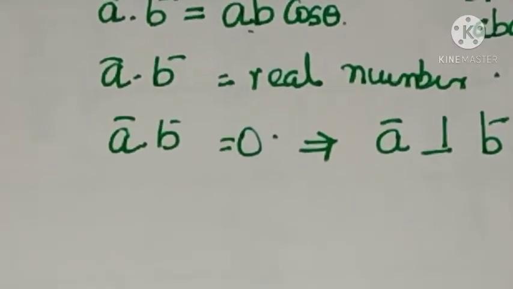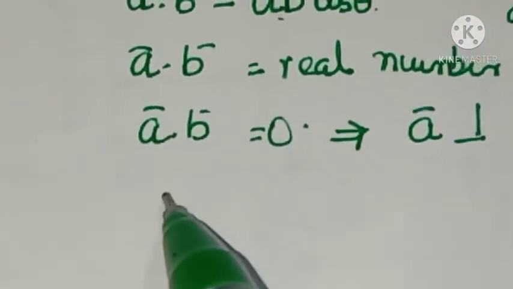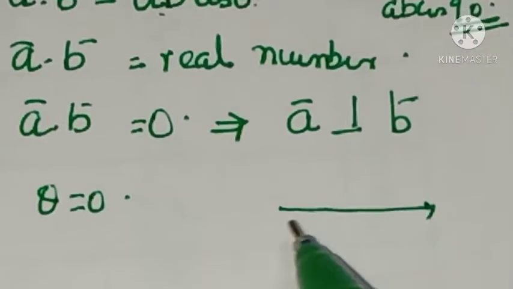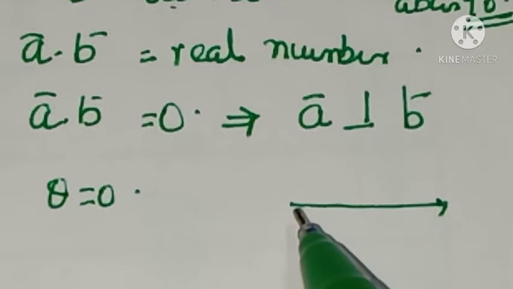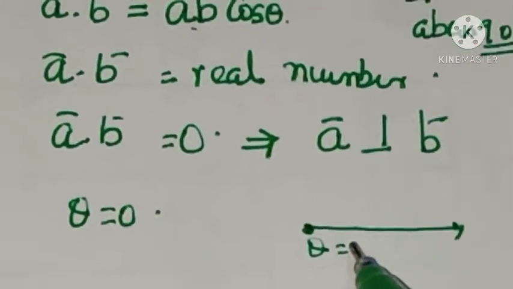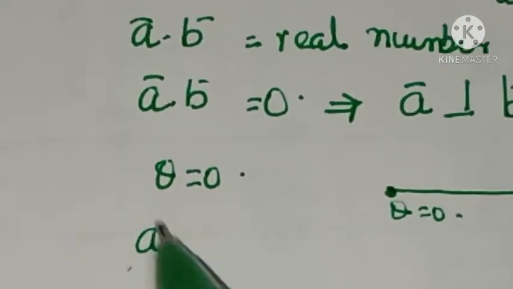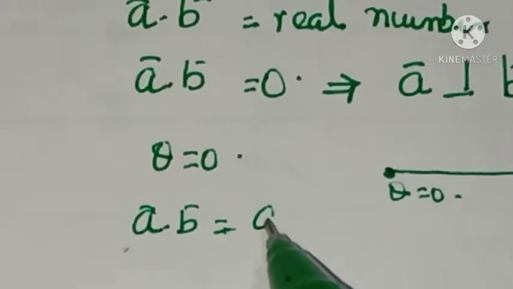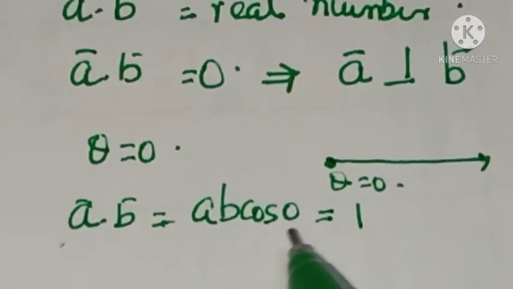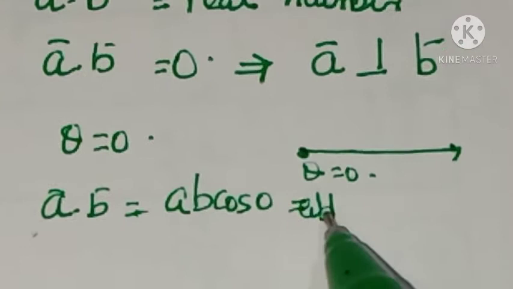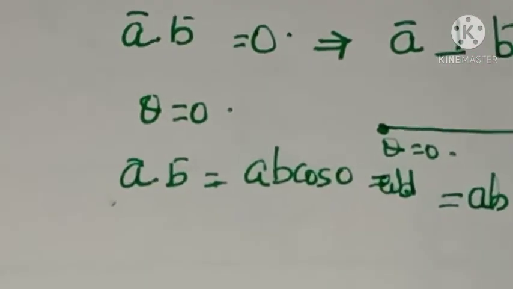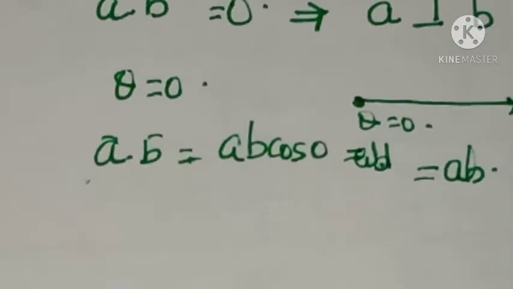Now, suppose theta equal to 0. Theta equal to 0 means the two vectors lie on the same line. Then the angle theta is equal to 0. In this case, A dot B is equal to AB cos 0. Cos 0 is 1. So AB into 1, AB. A dot B is equal to AB. Is that clear? A dot B is equal to AB.